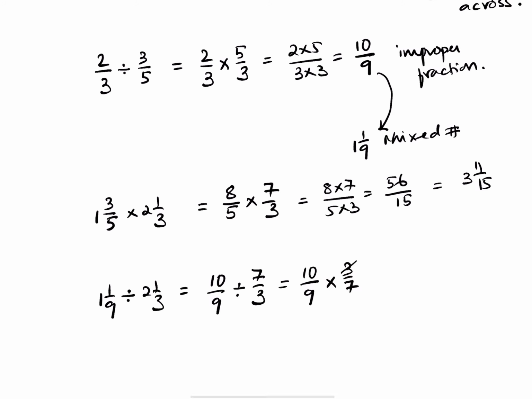At this point, see the 3 goes into 9 3 times, so that's a common factor. And now I'm going to multiply across. So 10 times 1 over 3 times 7. Note carefully, the 3 goes into itself 1 time. That's why I put the 1 there. And then multiply across. So that's 10 over 21. And that is the end of the story.